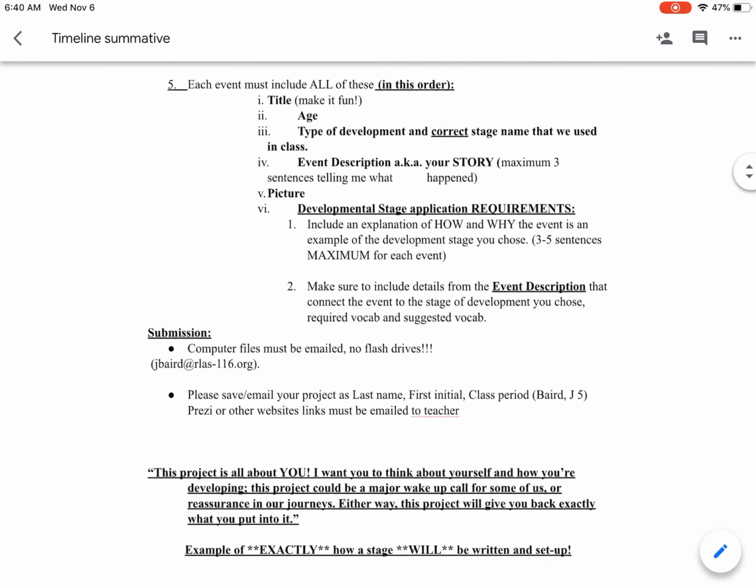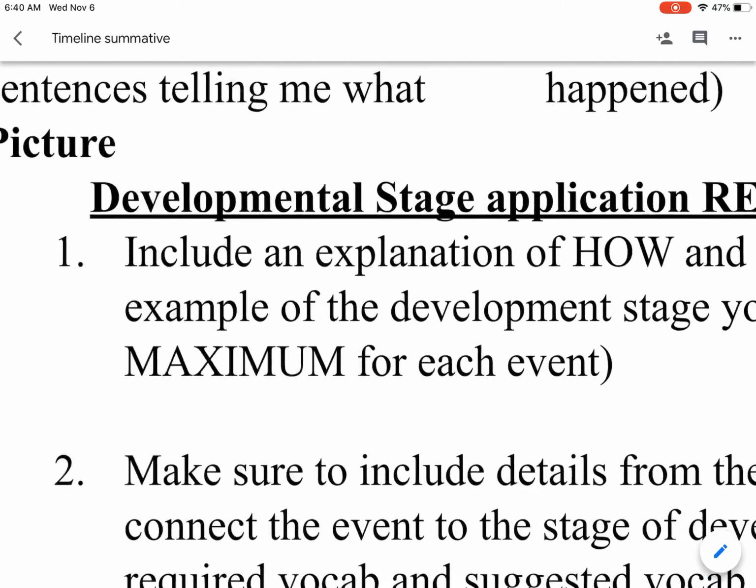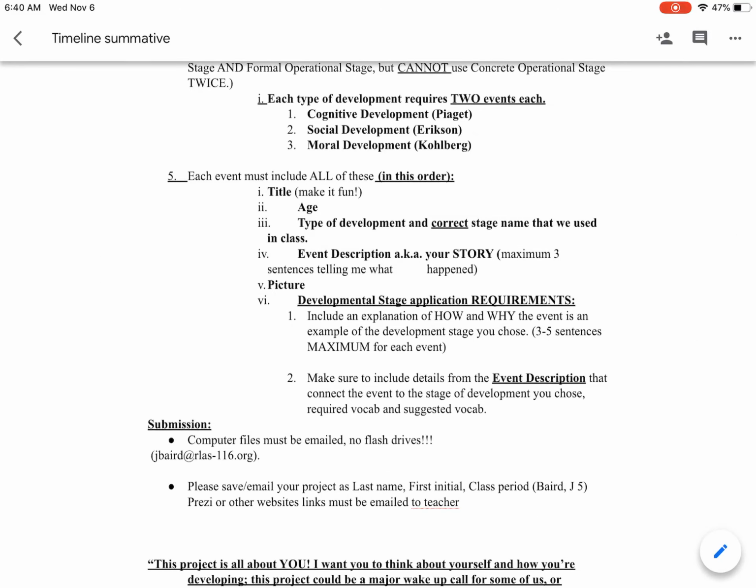You can see in the directions here, the Roman numeral number 6, developmental stage application requirements. You have to explain how and why the story you wrote above is an example or applies to the stage that you chose. Use vocabulary to do this. It's very important. You got to explain to me how this is an example of that stage.